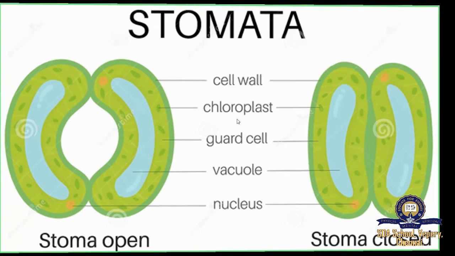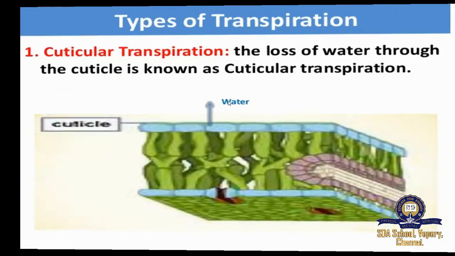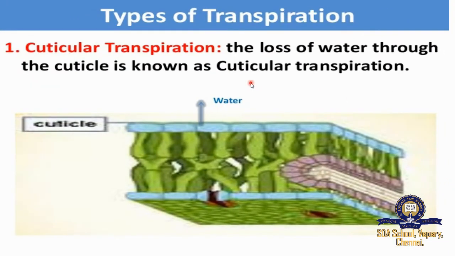Yes, students. So let's move on to the types of transpiration. We have three types of transpiration. So the first type is cuticular transpiration. So what is meant by cuticle?